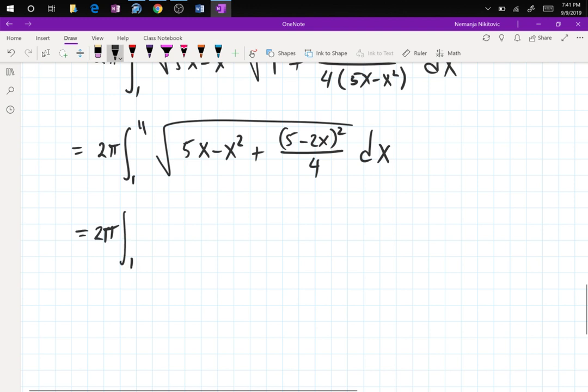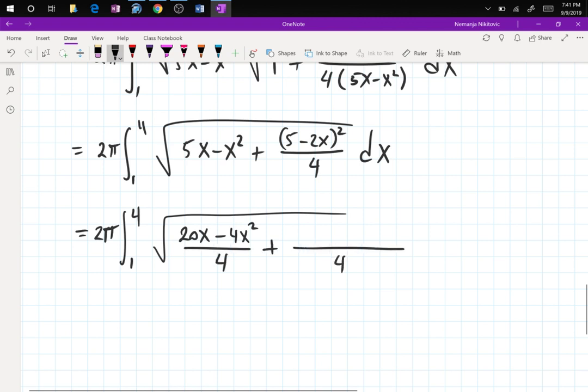2 pi, integral 1 to 4. And the first order of business is to find the common denominator, and then I have to square so I can add like terms. So square root of, this becomes 20x minus 4x squared over 4 plus the second fraction over 4, and I have dx. So what I did is I found the common denominator. I put over 1 and then times 4 for each one of these.